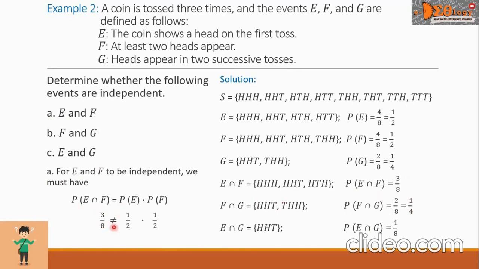And we can see that this is not equal to the product of P of E times the P of F, because 1/2 times 1/2 will give us 1/4, and it is not equal to 3 over 8. Therefore, E and F are not independent. So let us write the remarks opposite letter A.